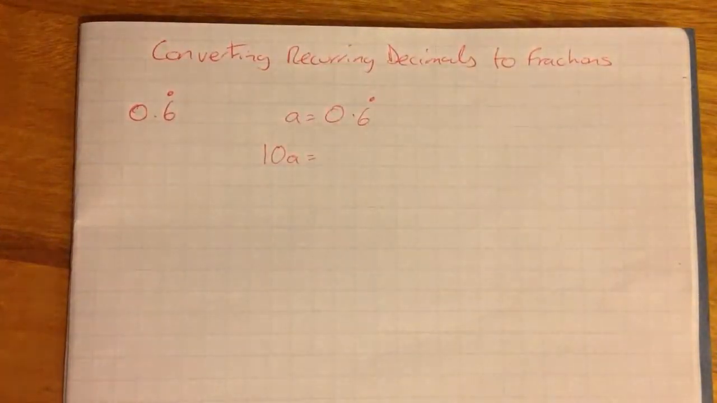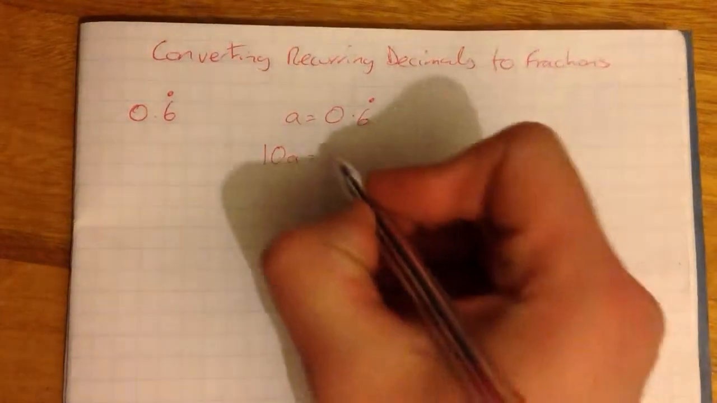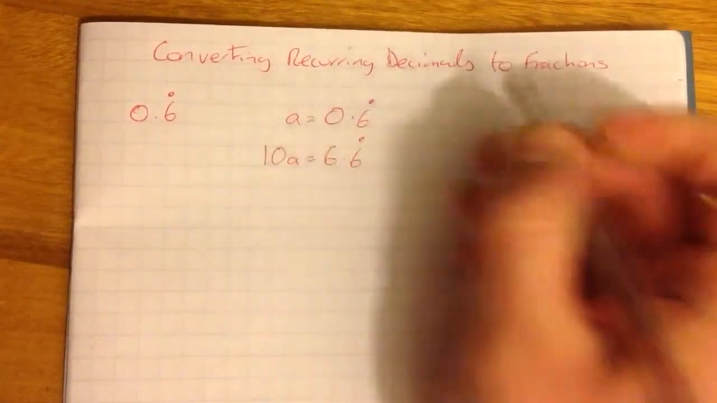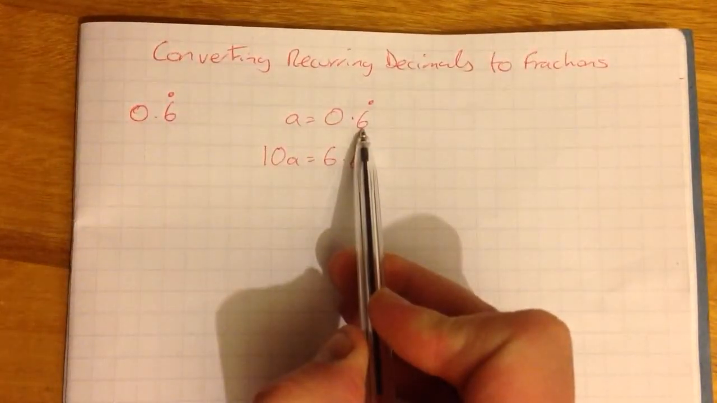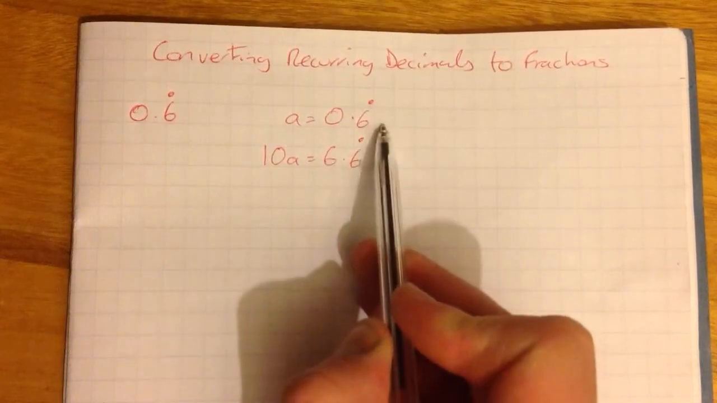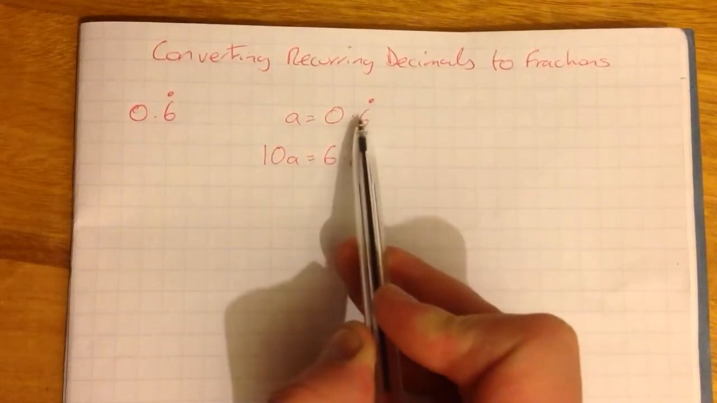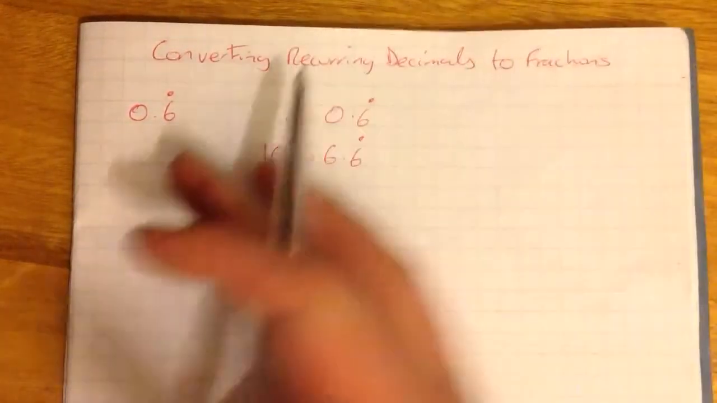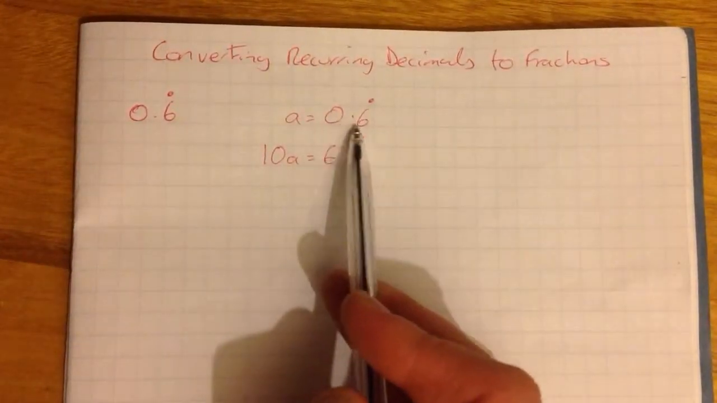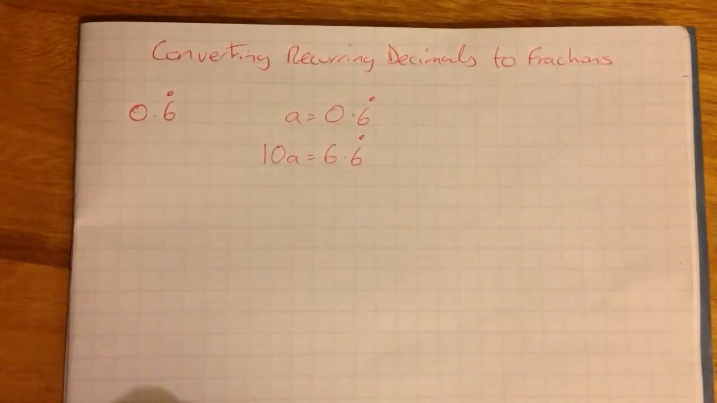So 10A is 10 times A. 10 times 0.6 recurring is 6.6 recurring. The 6 in the tenths column becomes 6 units. The 6 in the hundredths column becomes tenths, and so on and so on and so on ad infinitum. So we've got 6.6 recurring, we've got 0.6 recurring.